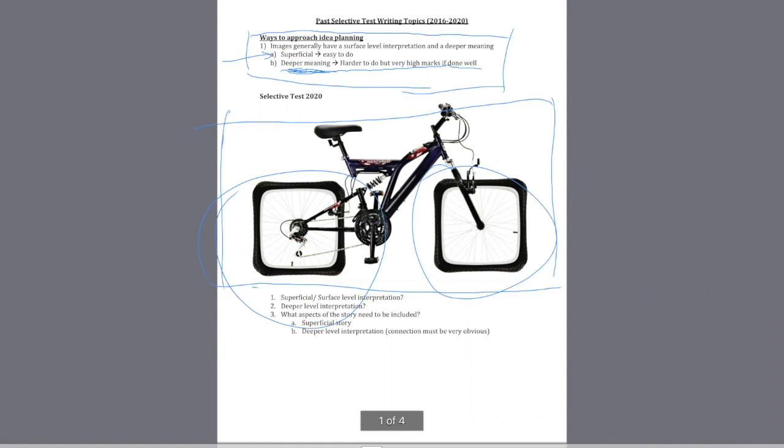So to answer the questions 1, 2, and 3: one, the superficial, surface level interpretation, just about the bike with square wheels, that's what you write about. So your story will be like, oh yeah, I got to my bike today, but for some reason I noticed that the wheels were square and it would not move, blah blah blah, and that would be your story. And you can keep going with that. But 2 will give you higher marks.